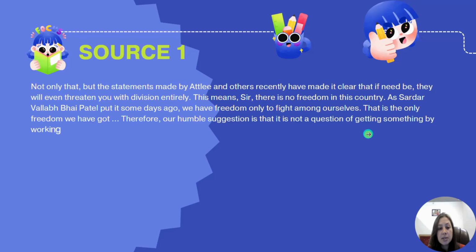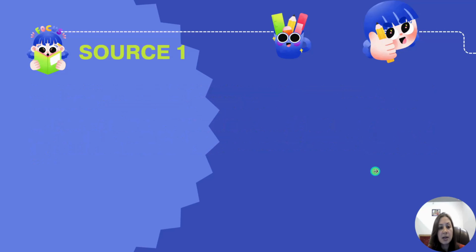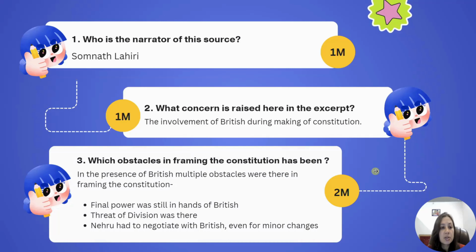So this is the entire paragraph. You can read it as given in the NCERT book also. Let's come to the questions. Who is the narrator of this source? It's nowhere mentioned in this source, but it can be asked as an indirect question. It is Somnath Lahiri, who was a socialist.